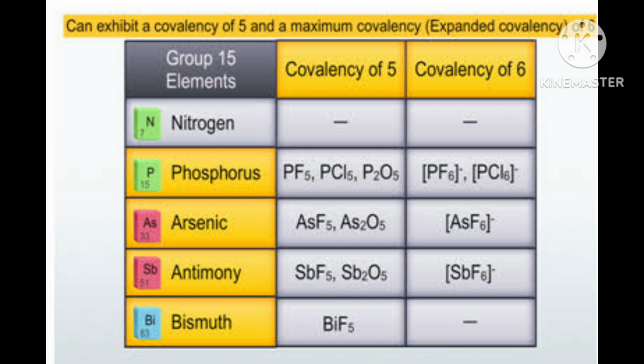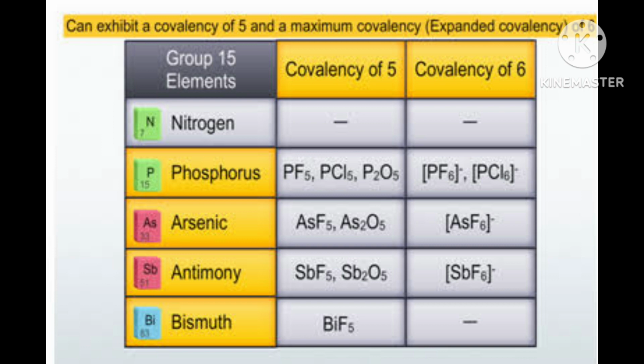The stability of +5 oxidation state decreases down the group. The only well characterized bismuth compound in the +5 state is BiF5, bismuth pentafluoride. This is the only well characterized example of a bismuth +5 compound, BiF5, bismuth pentafluoride.